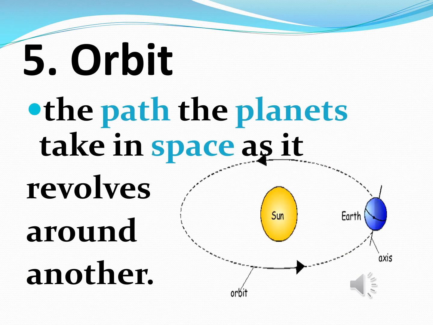Orbit. The path a planet takes in space as it revolves around another. Now, if you look at this diagram, you will see arrows again going around the Sun. That is the path on which Earth travels. That is called its orbit, and each planet has one.